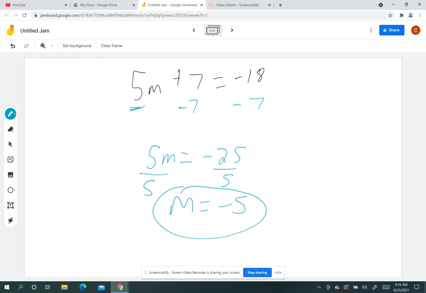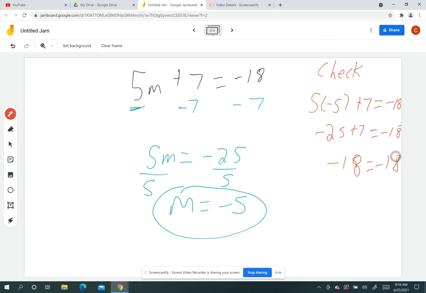Now let's plug this back in. Let's use red again as our check. So we're going to have 5 times negative 5 plus 7 equals negative 18. 5 times negative 5 is negative 25, plus 7 is in fact negative 18. So negative 18 equals negative 18, which is correct.